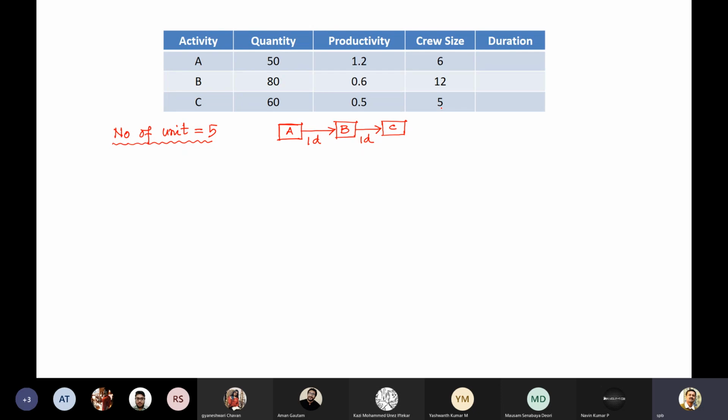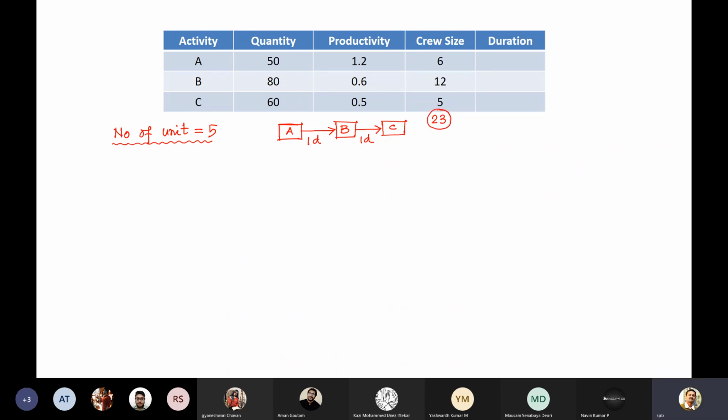That means if you add up, suppose on a particular day all 3 activities are going on. In that case, it is a chain, so the people will be moving from one activity to another, and the next activity can start. So you can say 11 plus 12 is 23 people are involved in this.